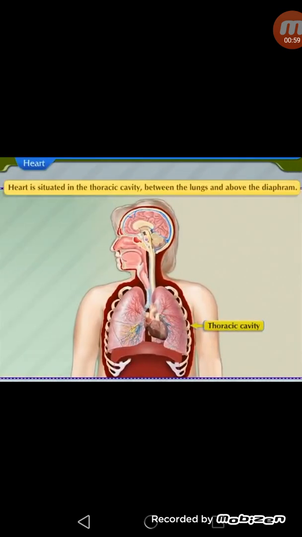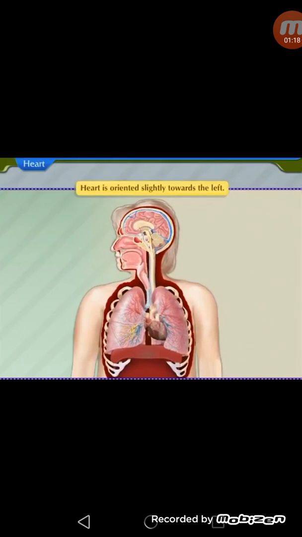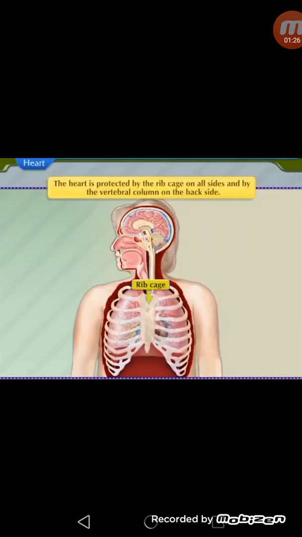It is situated in the thoracic cavity between the lungs and above the diaphragm. Our body can be divided into two parts. The part above the diaphragm, the upper one, is called the thoracic cavity and the lower one is called the abdominal cavity. And the human heart is present in the thoracic cavity between the lungs and above the diaphragm. It is oriented slightly towards the left. It is also shown in this diagram. It is present slightly towards the left side of the thoracic cavity.